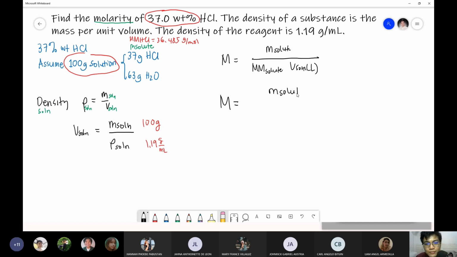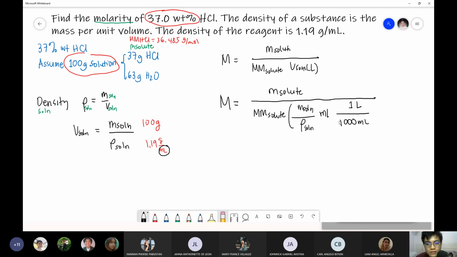So mass solute, molar mass solute. And then for the volume of the solution, this is the equation. So mass solution, density of the solution, and then since this is in ml, take note it is in ml, making ml yung unit niyan eh. You need to convert it into liters, okay? So ito, dito yung 1,000 ml sa baba, liters sa taas. Always nasa taas yung liters, okay?